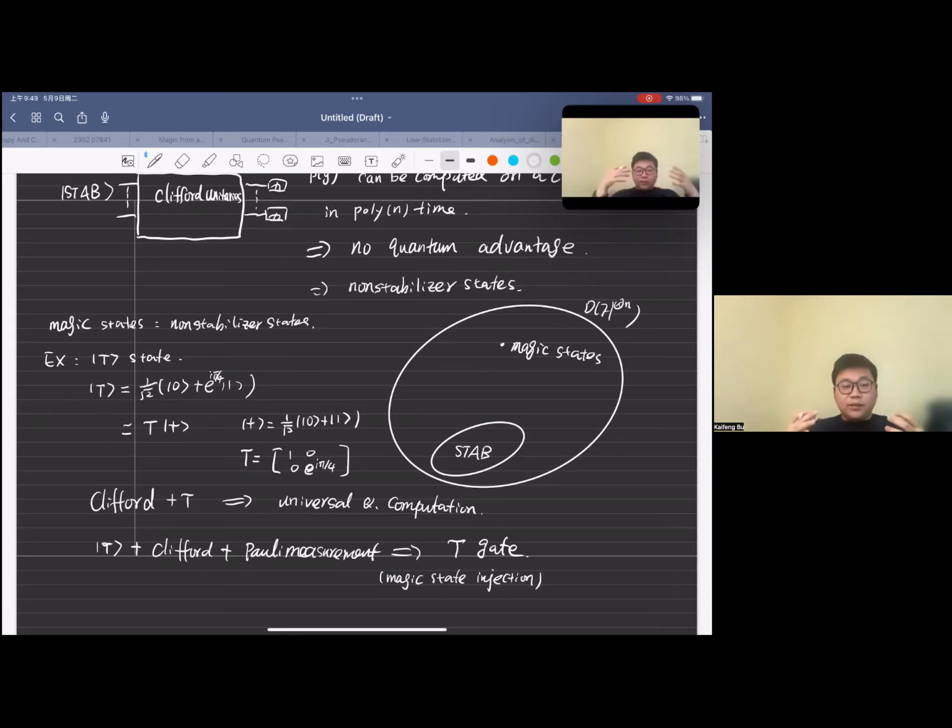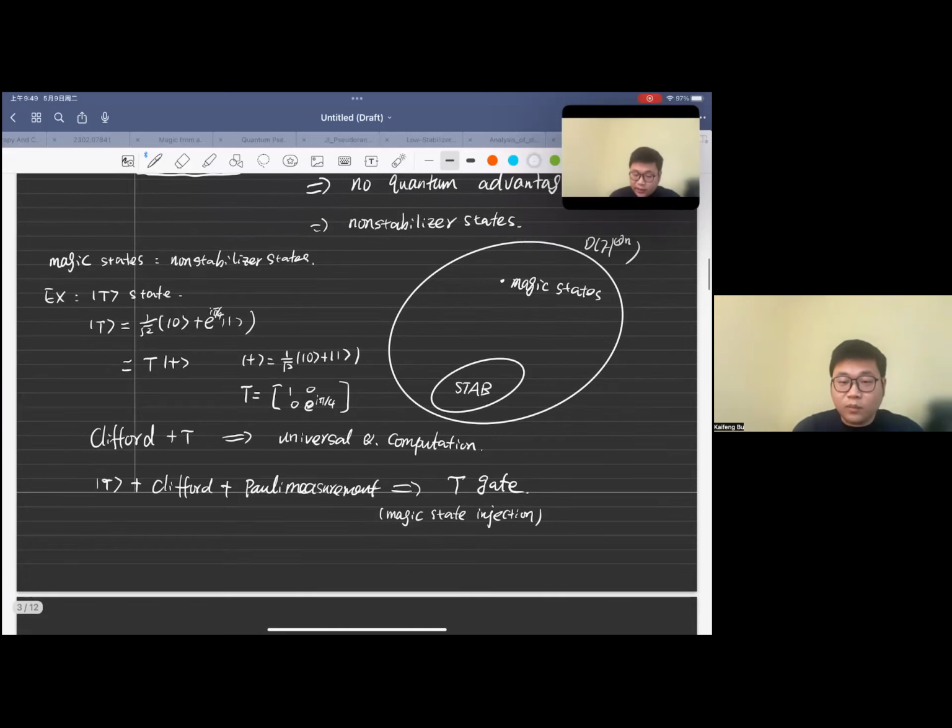Okay, so the T state is a simple example of a magic state, and it is very widely used in quantum computation, especially in quantum error correcting codes. But there is more than one magic state. For example, I have magic state 1, and you have magic state 2. So you may ask, which magic state is more difficult to simulate on a classical computer? This means we want to quantify the amount of magic in the state, or quantify the distance between the set of stabilizer states and the given magic state. So how could we do that?